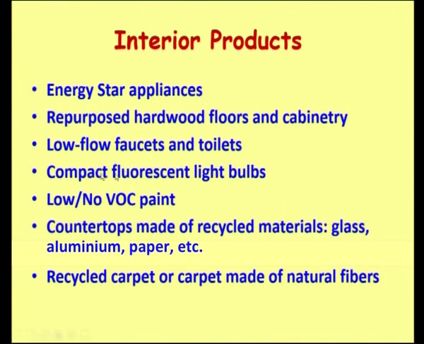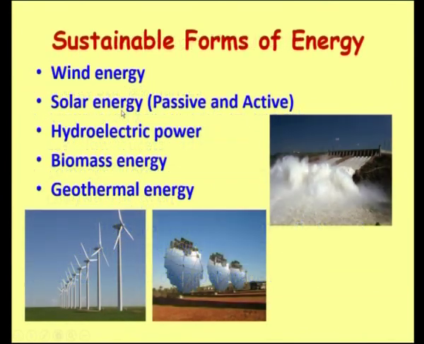And the compact fluorescent light bulbs, and in India also the LEDs, nowadays they are very common, and low or no VOC paint, that means the paint has very few chemical additives. The countertops made of recycled material, glass, aluminum, paper, etc. The recycled carpet or carpet made of natural fibers. So, these are the interior product. And the forms of energy: wind, solar, hydroelectric, biomass and geothermal. So, the energy resources also.